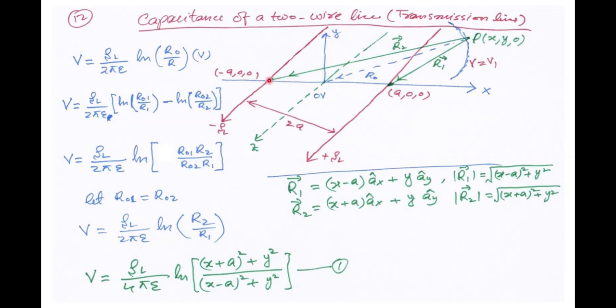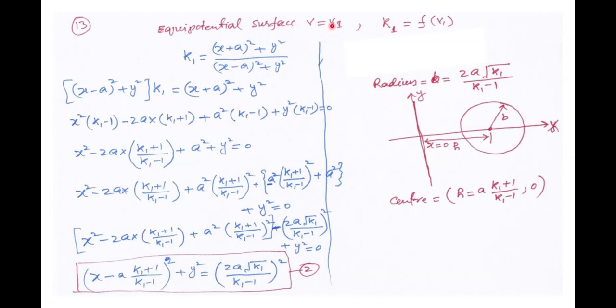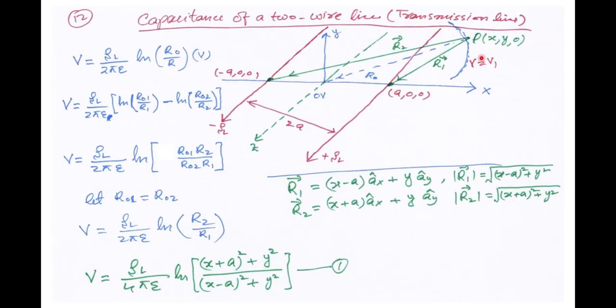R2 is from the line charge which is located at x equal to minus a. So we come across the potential function at the field point P, which we have denoted by 1. Now we are going to define an equipotential surface. For that purpose, we replace the point P, which is located over some equipotential surface.